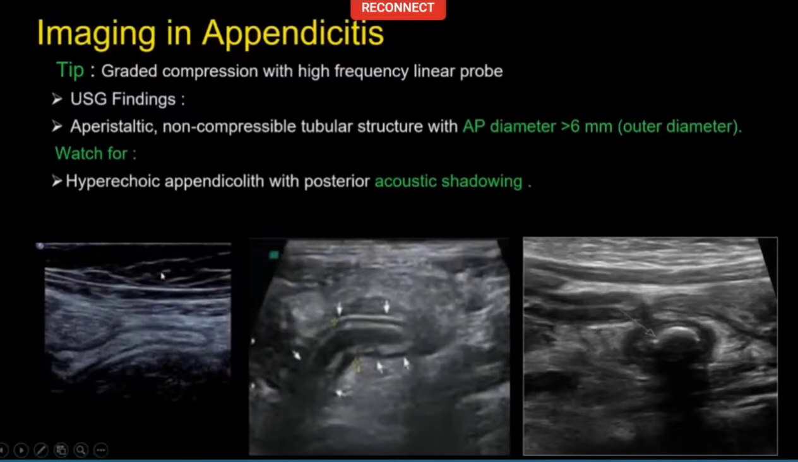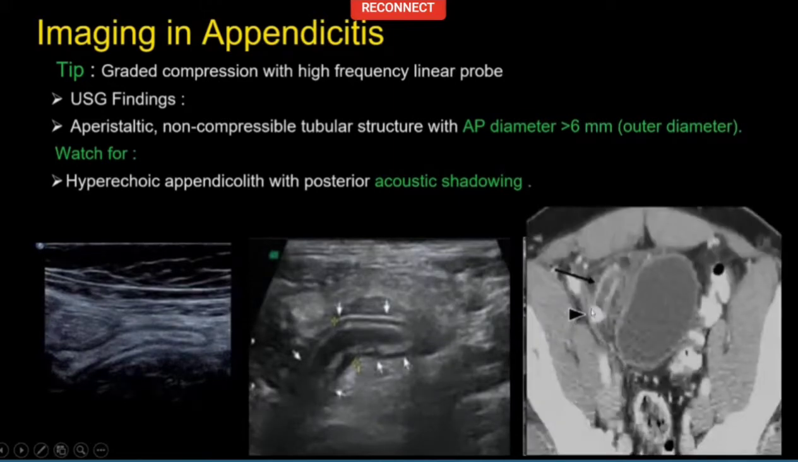What we'll find on ultrasound is a non-peristaltic, non-compressible tubular structure. The AP dimension has to be taken from outer to outer diameter. Ultrasound criteria: an AP dimension more than 6 millimeter, you can call it acute appendicitis, whereas in CT it is 7 millimeter. At times you may find an obstructing calculus, like here you can see a hyperechoic appendicolith with posterior acoustic shadowing. This is the cause of the inflamed appendix because it is obstructing the pathway.